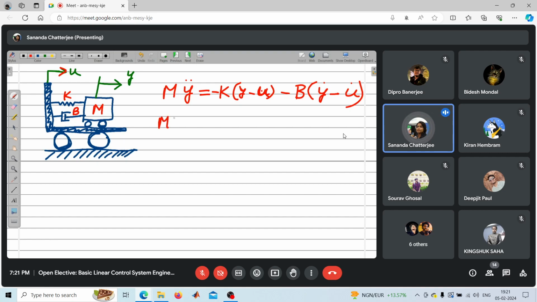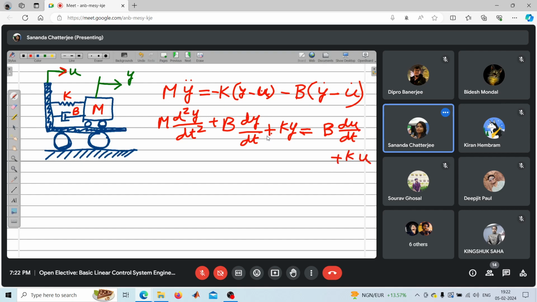So now we can write it as, or let me write it in the way we have in the last equation. Is it okay?